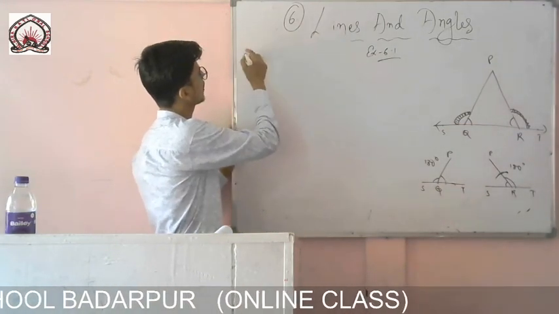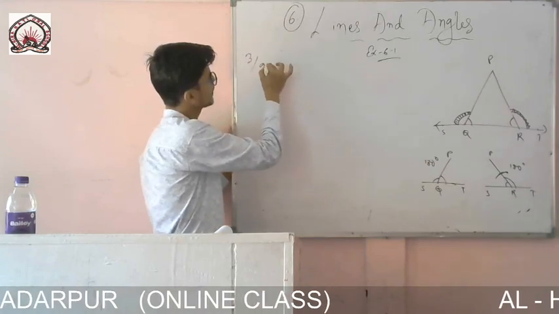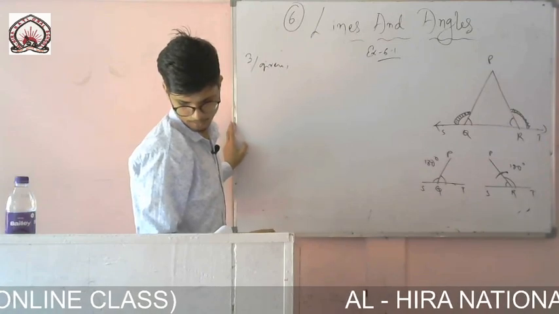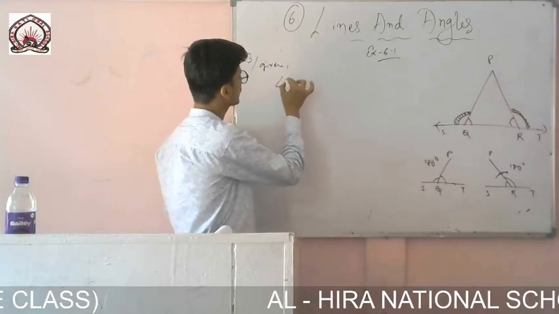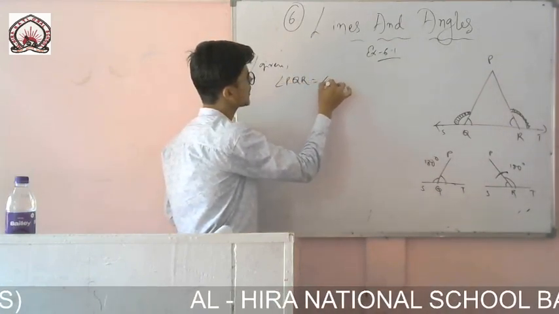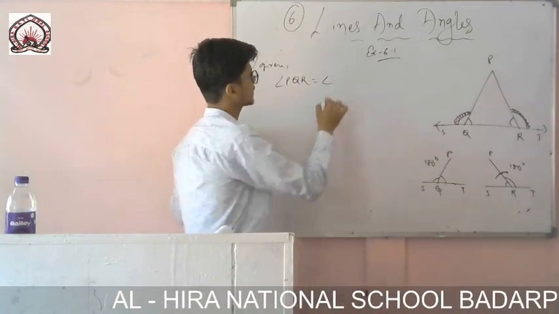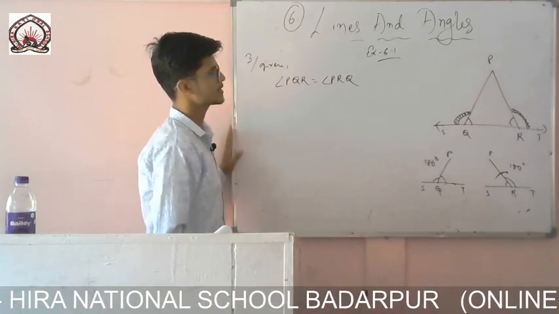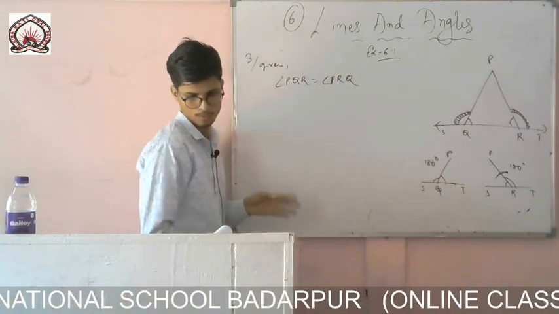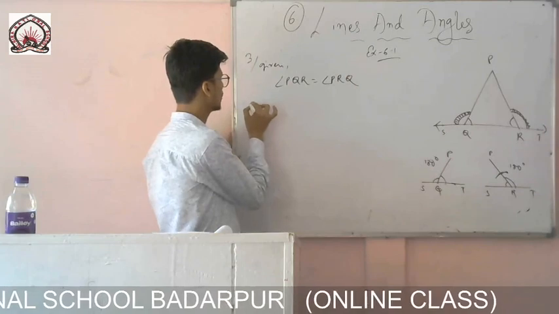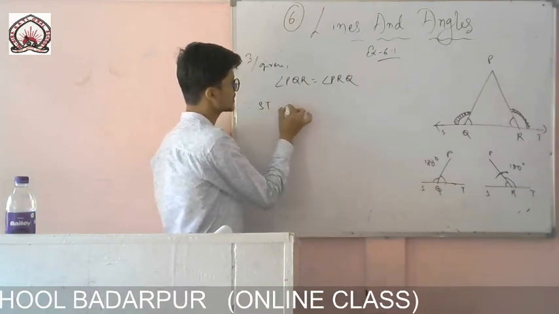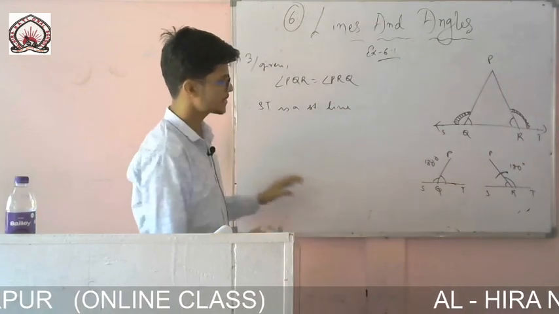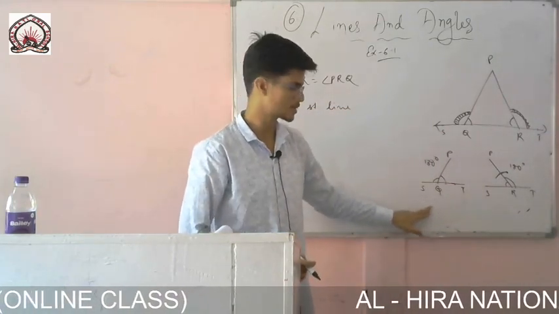Okay, first of all, question number 3. What is given here? Angle PQR is equal to angle PRQ. So now, first of all, what I will do, I will write: since ST is a straight line, like this I will take one straight line.